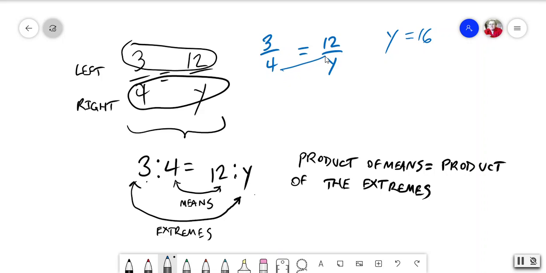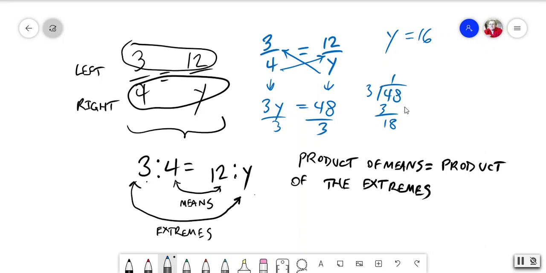Always cross multiply, top to bottom. Bottom to top and down, bottom to top and down. So you get y times 3 is 3y. 4 times 12 is 48. Divide both sides by 3. And 48 divided by 3 is indeed 16.